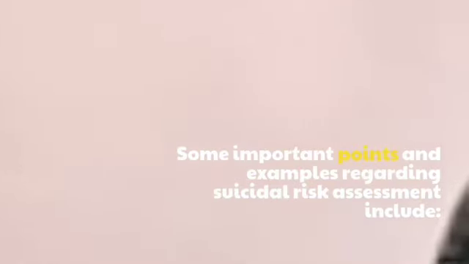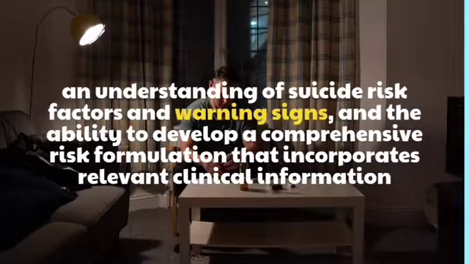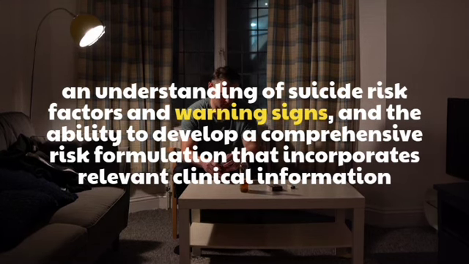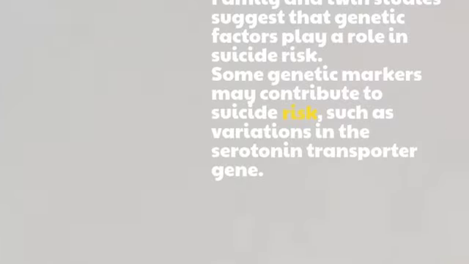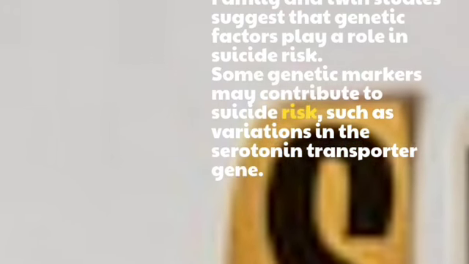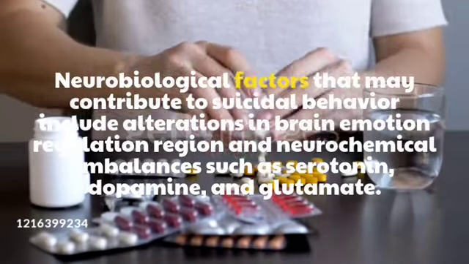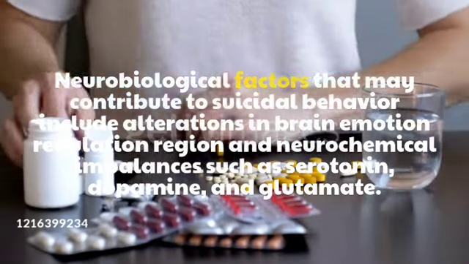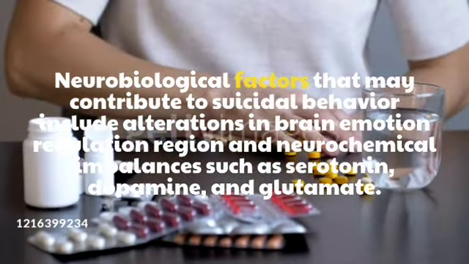Some important points and examples regarding suicidal risk assessment include an understanding of suicide risk factors and warning signs, and the ability to develop a comprehensive risk formulation that incorporates relevant clinical information. Family and twin studies suggest that genetic factors play a role in suicide risk. Some genetic markers may contribute to suicide risk, such as variations in the serotonin transporter gene. Neurobiological factors that may contribute to suicidal behavior include alterations in brain emotion regulation regions and neurochemical imbalances such as serotonin, dopamine, and glutamate.